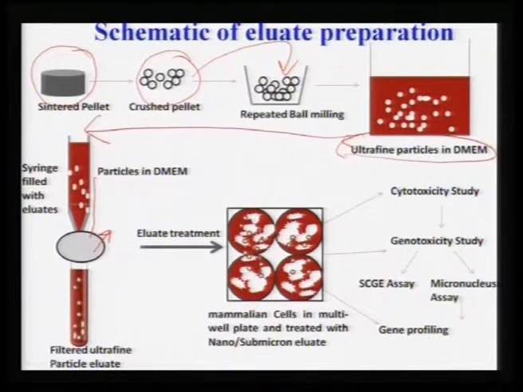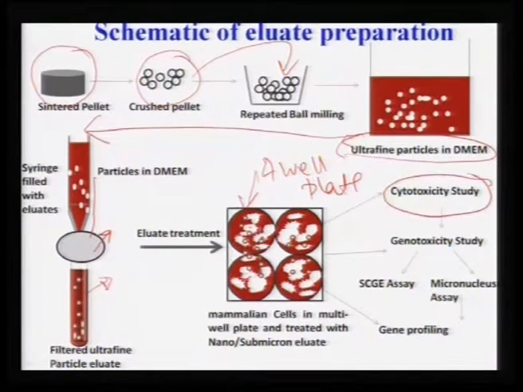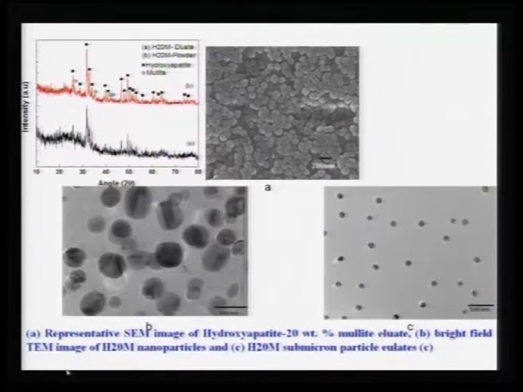Now, after this you treat this eluate. So, this is the 4-well plate, for example. 4-well plate means there are 4 different wells, and in each well you put the cells and then you treat them with the nanoparticles carried by the DMEM. Okay. Now, once you do that, then you can do the cytotoxicity assay, that is called the MTT assay. Then you can do the genotoxicity assay like single cell gel electrophoresis or micronucleus assay, and finally, you can do the gene profiling also.